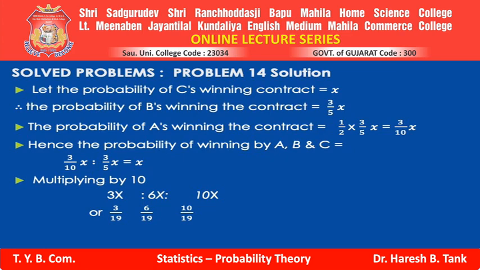Multiplying by 10 on all sides, it comes to 3x, then 6x, then 10x, which sums to 19x, or you can say which is nothing but 3 upon 19, 6 upon 19 and 10 upon 19. This 19 came from 10 plus 6 plus 3, that comes to 19, so that is why it is divided by 19. Right? Is it clear? Let us skip it up to this. Right?